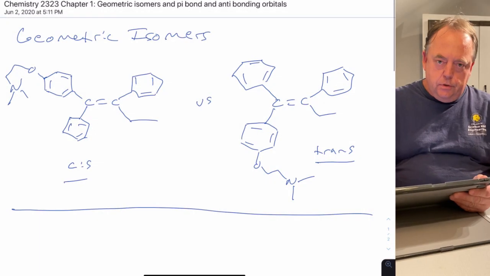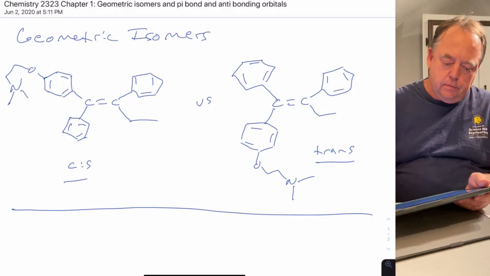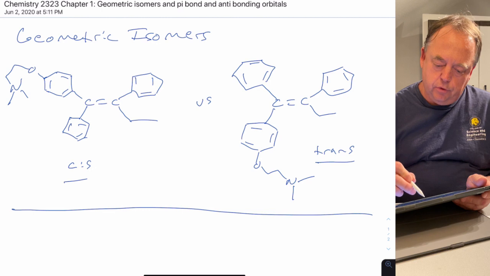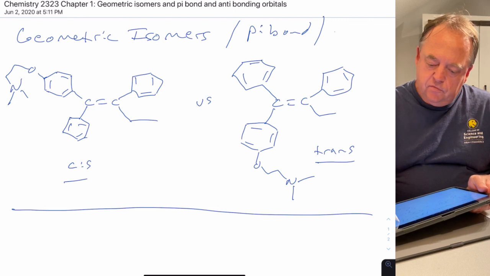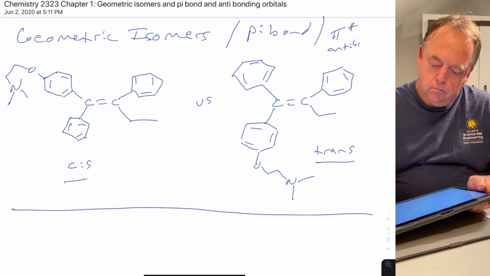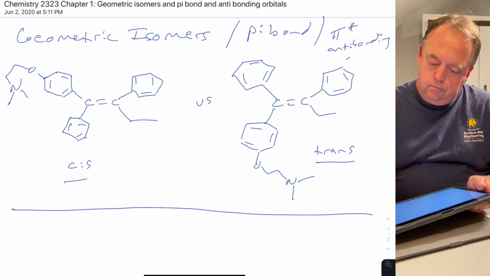Okay, so in this lecture we'll cover this concept of geometric isomers and also review what a pi bond is and introduce this concept of pi star anti-bonding orbital.